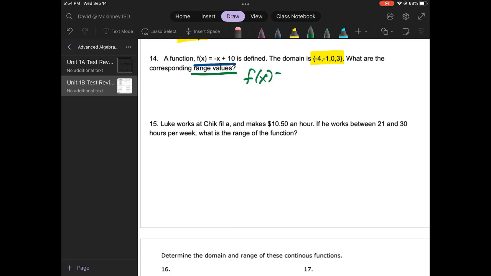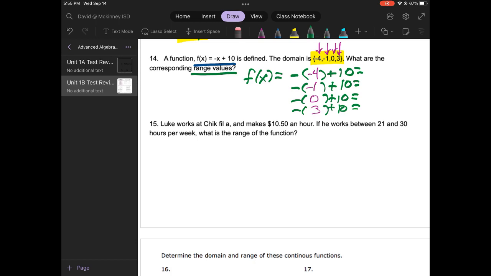Well, in order to do this, what I need to do is substitute each of those domain values in for the value of x in my original function. And I need to see what value comes out the other side. And then I will take each of those values and put them in a list, and that will be my corresponding range values. Notice, I am substituting each of those domain values for x, not negative x. I will put them in the parentheses, but I leave the negative out in front of the parentheses.